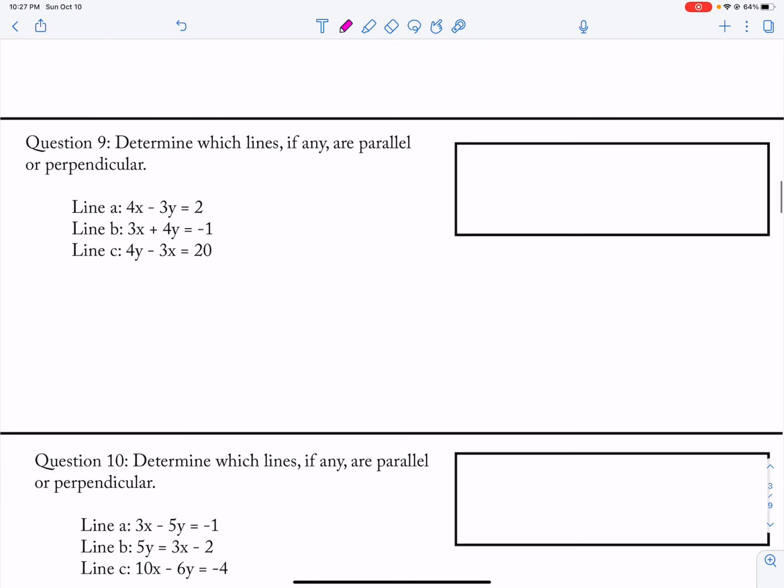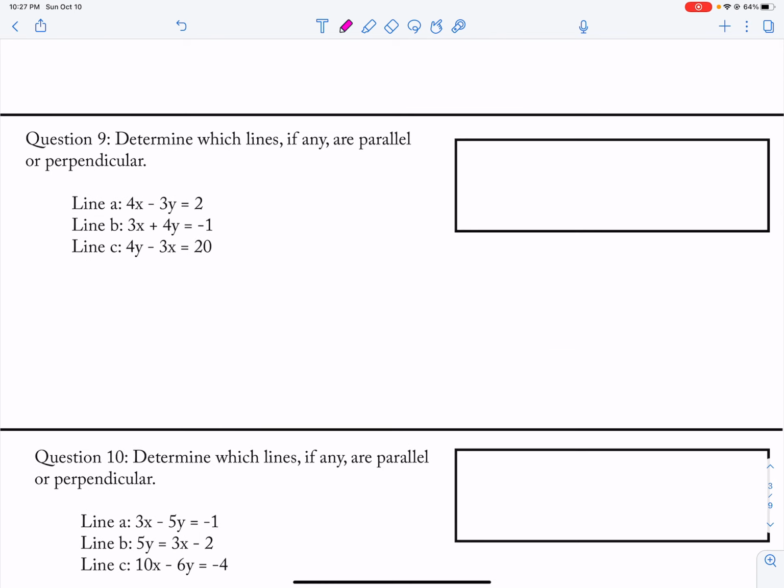Okay, question 8, question 9. Determine lines that are perpendicular. So what I would do is change all these into slope-intercept form. So negative 3y is equal to negative 4x plus 2. Divide everybody by negative 3. So then I get y is equal to positive 4/3 x minus 2/3.